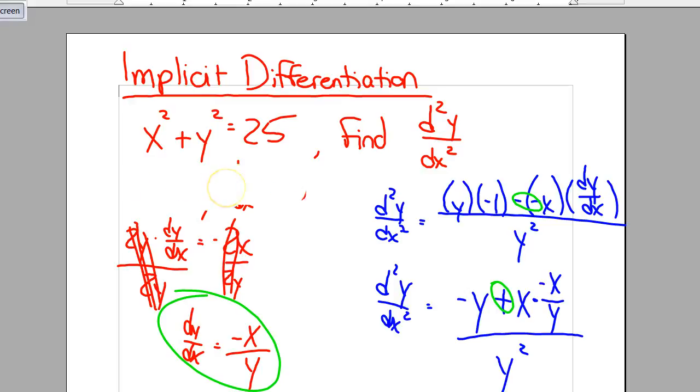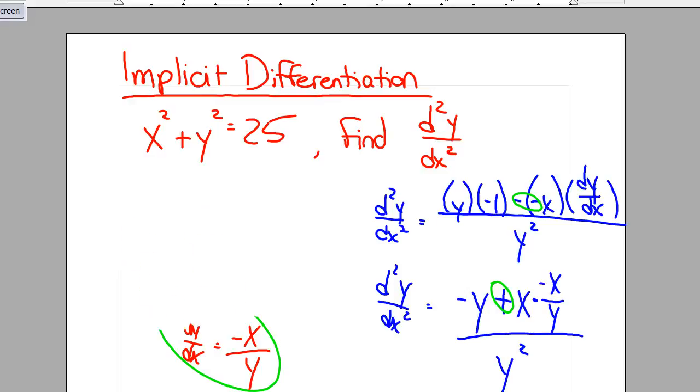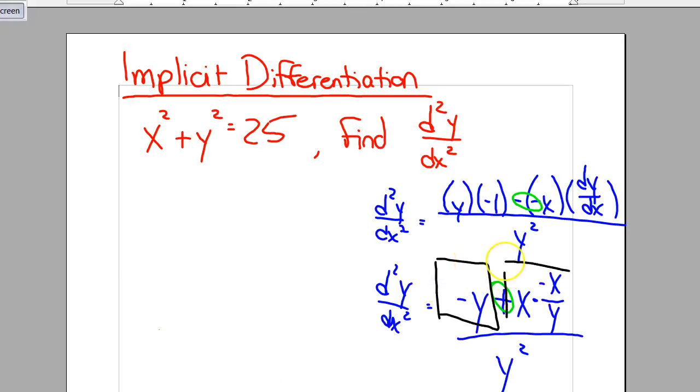Now, I have 3 terms in this problem. One there, one there, and one there. And this term is really just negative x squared over y. Do you agree with that? Yes. So I just multiply those two x's together and get negative x squared over y.